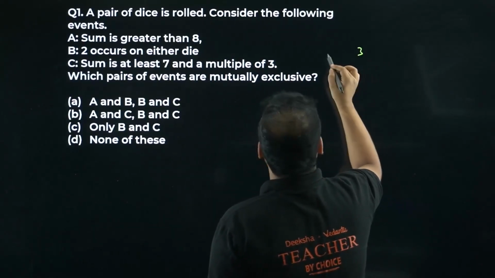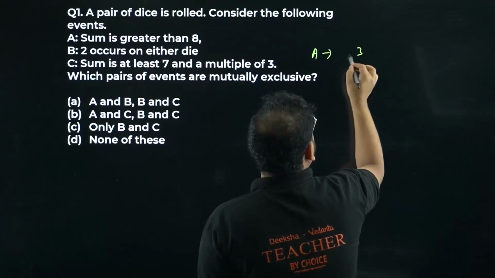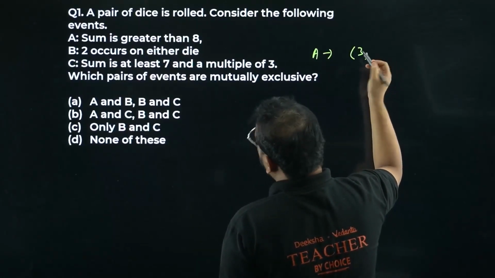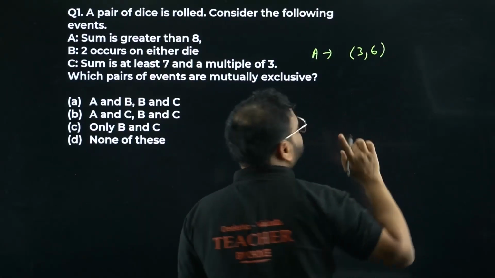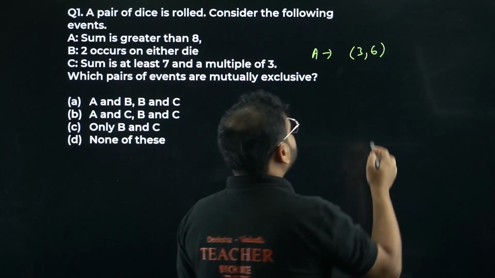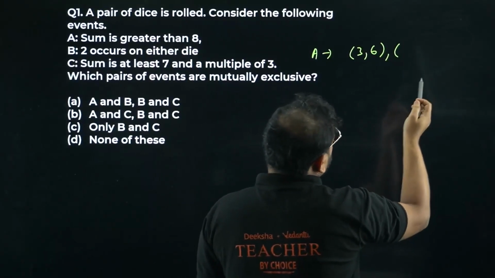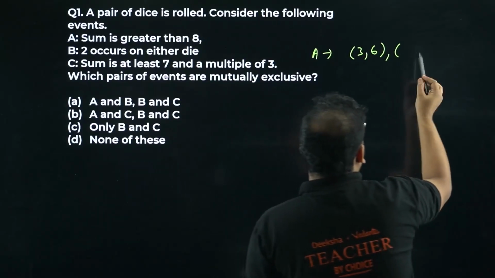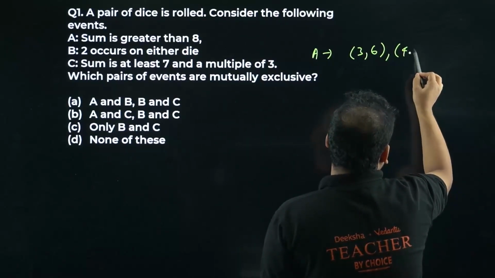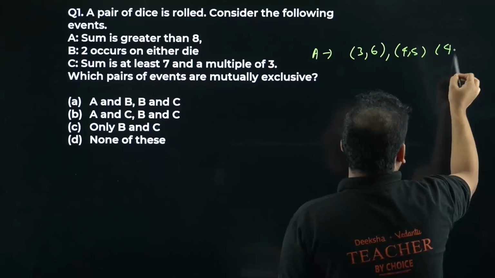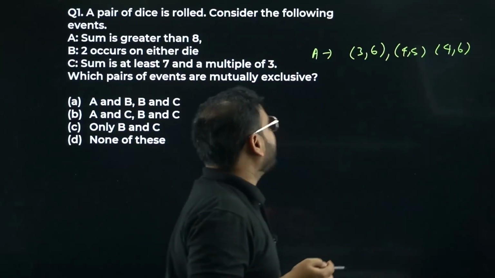So for the event A, I'm writing the pairs where the sum is more than 8, right? So 3 comma 6 I can take as the first. Next, 3 comma 6 is done, so I cannot take 4 1, no, 4 4, no. 4 5 I can take, and 4 6 I can take, right? This is more than 8.